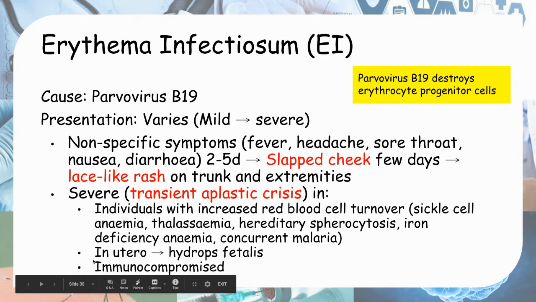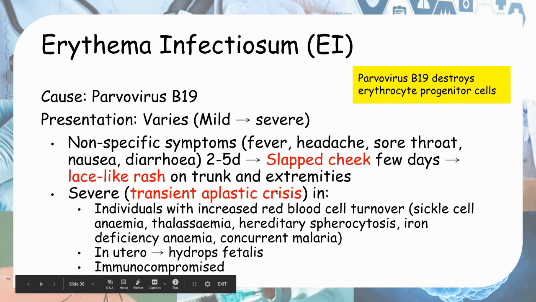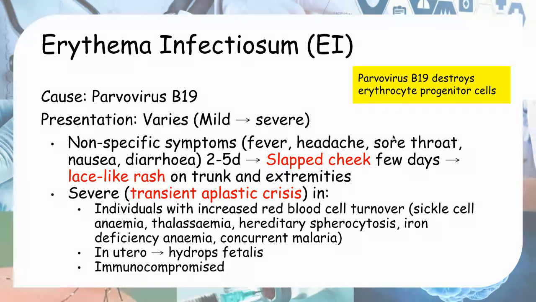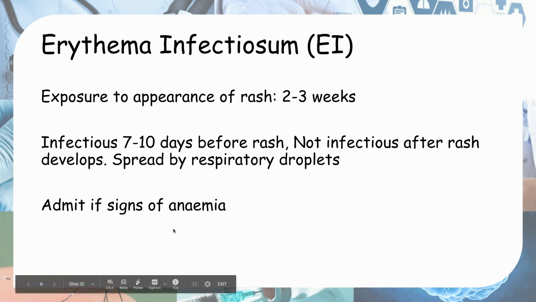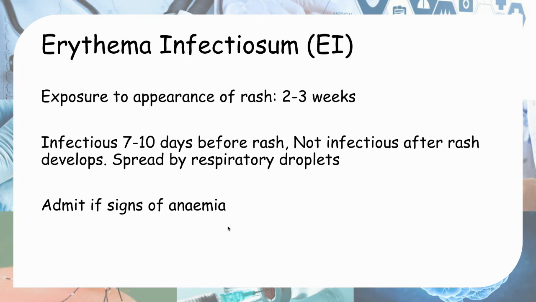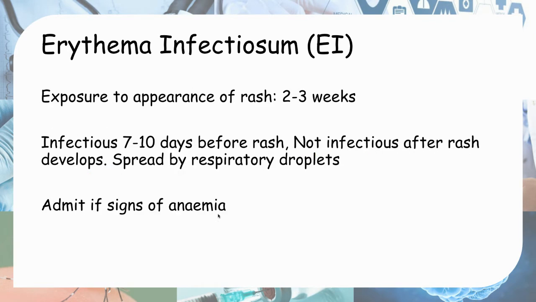And if immunocompromised people get this parvovirus B19 infection, they can also have transient aplastic crisis, because the immune system is not strong enough to counteract the parvovirus. Hence, an exaggerated response occurs. Something you need to take note of here is that you need to admit if there are signs of anemia. So, shortness of breath, dizziness, lethargy. So, you need to suspect this transient aplastic crisis is happening.